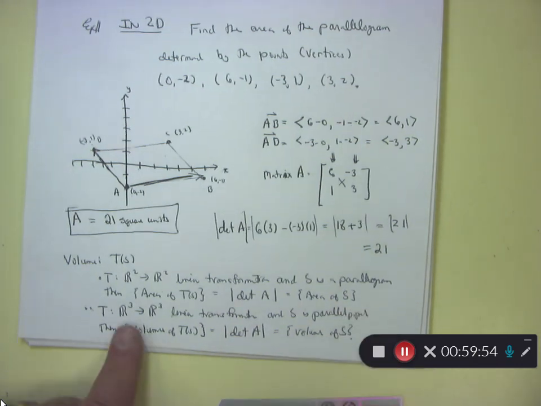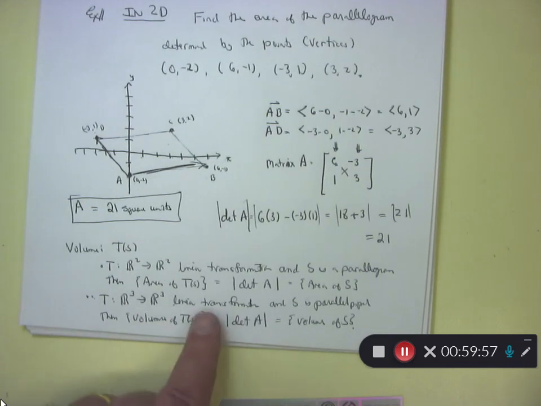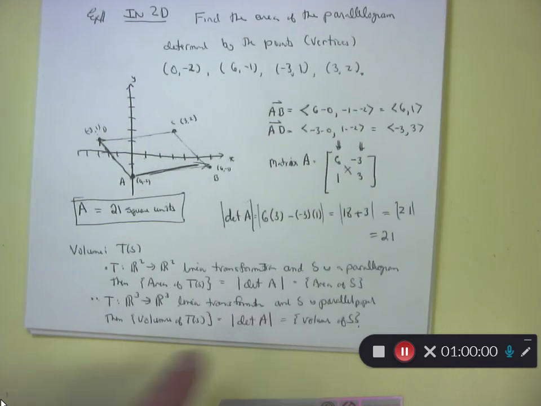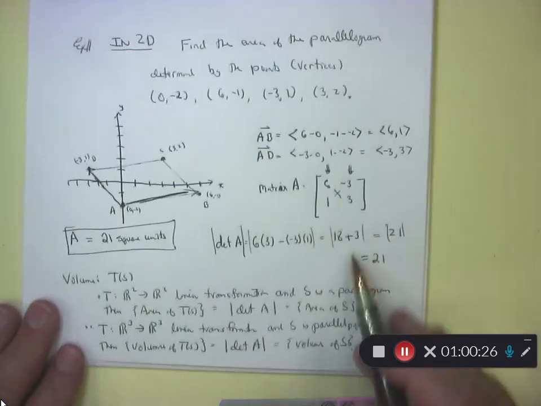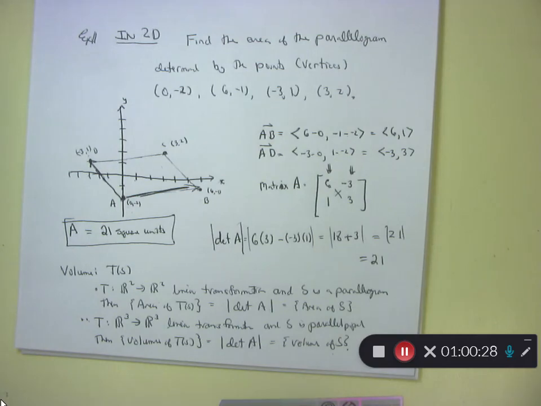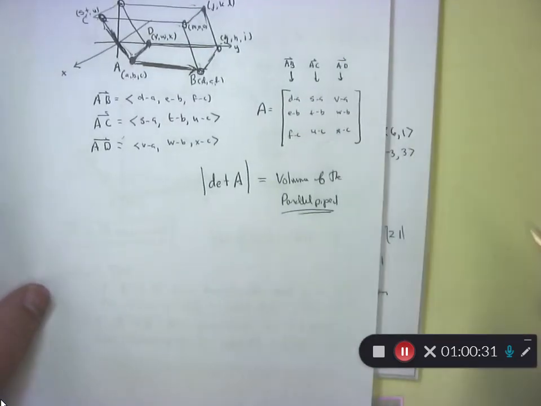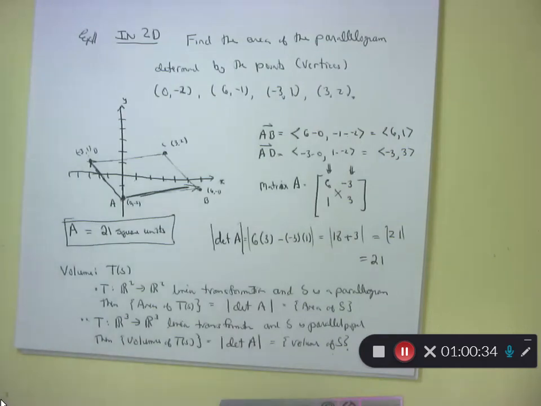And similarly, if T goes from R3 to R3, and you have that linear transformation, and you're creating it with that matrix A when you set up these vectors here, and S is a parallelepiped, that's your three-dimensional parallelogram in R3 here, then the volume of T(S) will be the absolute value of the determinant of that linear transformation matrix, which is A, and it gives you the volume of that parallelepiped. That's exactly what's going on, and you can see with these matrices that we were creating, these are actually your linear transformations. And this was the linear transformation that's converting this stuff over. So there's a nice tie-in to all this beautiful stuff.